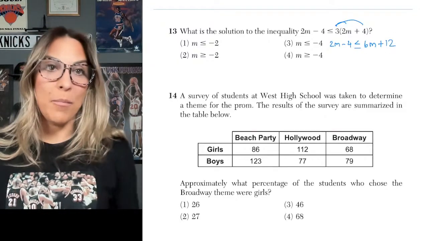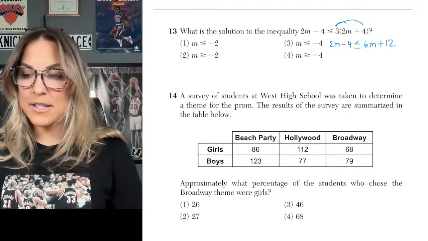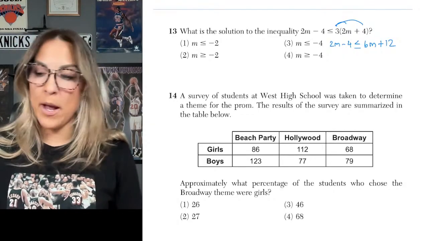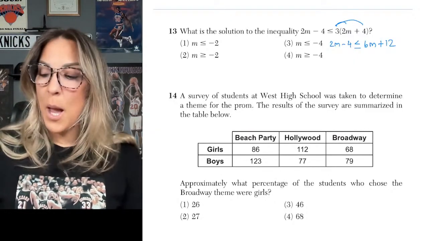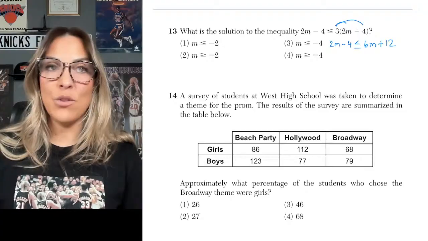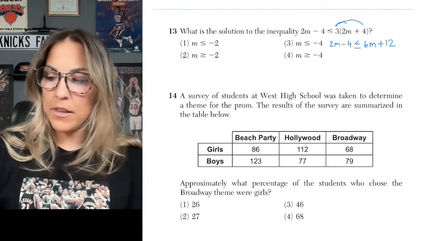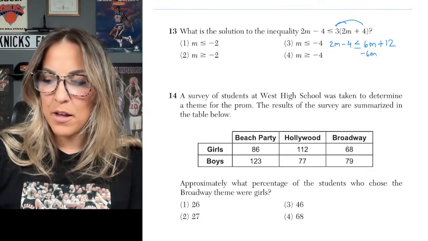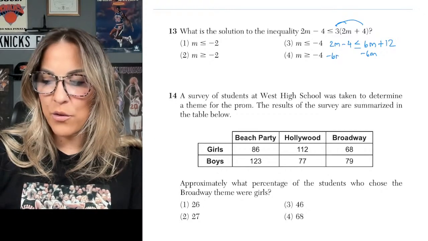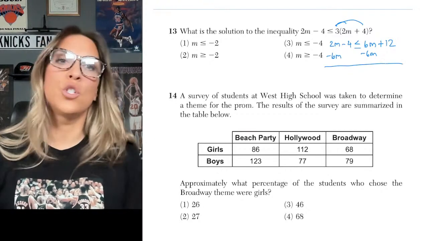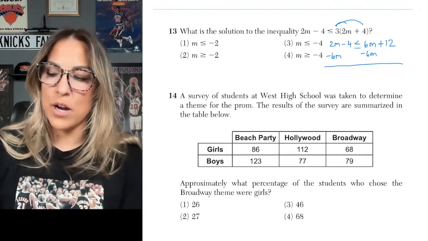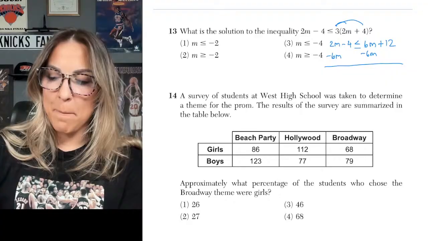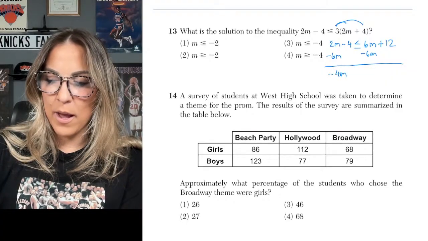Now I want to get my variable on one side. I can either subtract 6m or I can subtract 2m. Normally I would subtract 2m so I don't have to deal with negatives, but I know a lot of you like to see the variable on the left side of the inequality. So I'm going to subtract the 6m. And if I do it on the left, I have to do it on the right. And I have to do it to its like term. So I can't subtract that 6m from the negative 4. I have to subtract it from the 2m. 2m minus 6m is negative 4m.